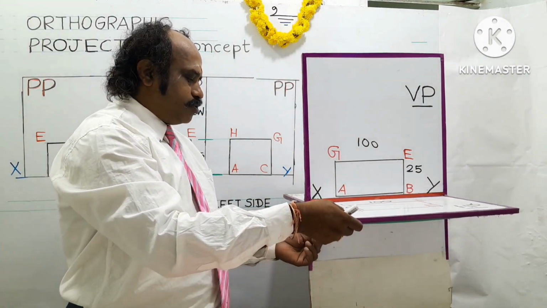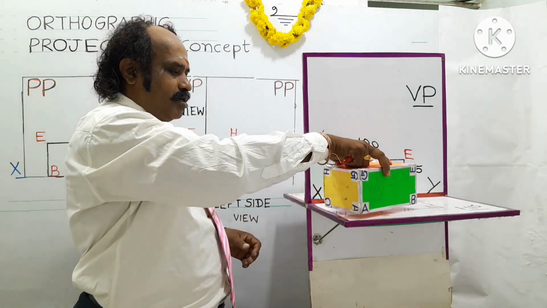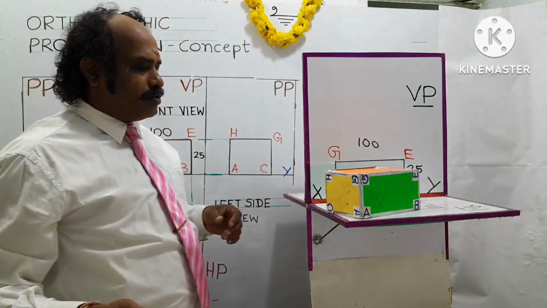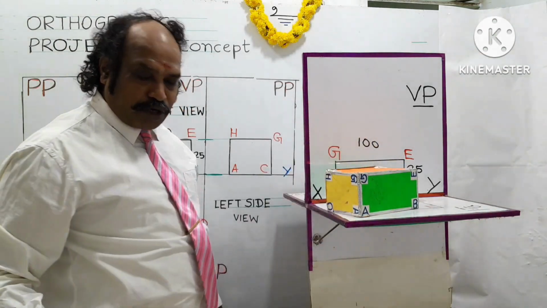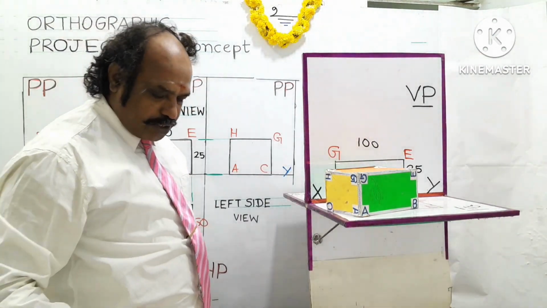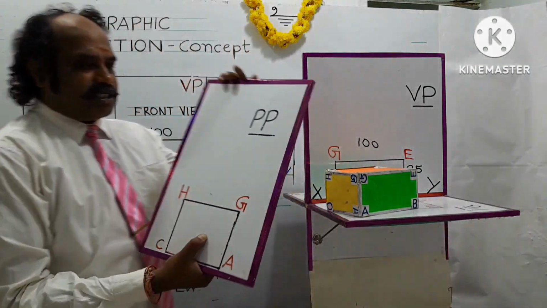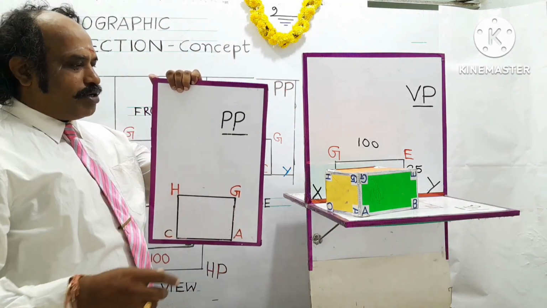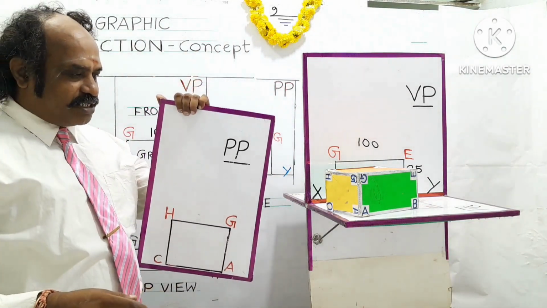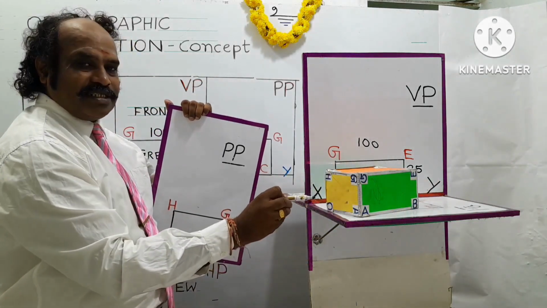Side view means there are two side views available. One is the left side view, another is the right side view. Looking from the side, for projecting the side view, I am going to use a plane called a profile plane. PP means profile plane. So now I am going to draw the left side view. For this direction of the arrowhead, the front view direction, this is the left side.